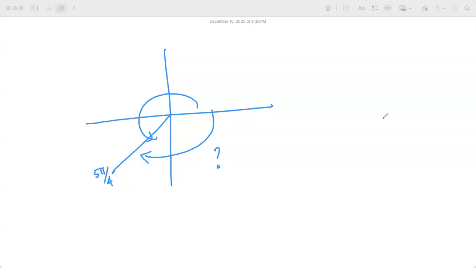And then I also want to understand, okay, unit circle is there. Let's try this, guys.